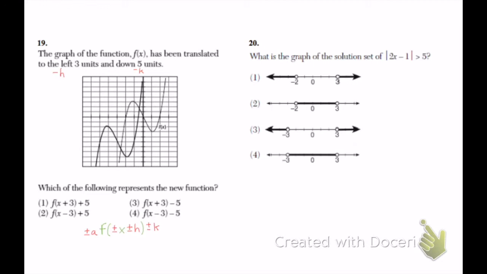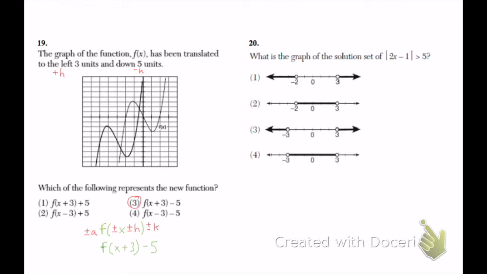Oh, I caught myself. It should be a plus h. We're moving left, so it should be a plus h, inside the parentheses. We're moving left 3 units, so it's a plus 3. So we have f of x plus 3. And we are moving down k units. 5 units is our k value. So outside the parentheses where the k parameter is, minus 5. When we match this up with our choices, we see that f of x plus 3 minus 5 is choice number 3.